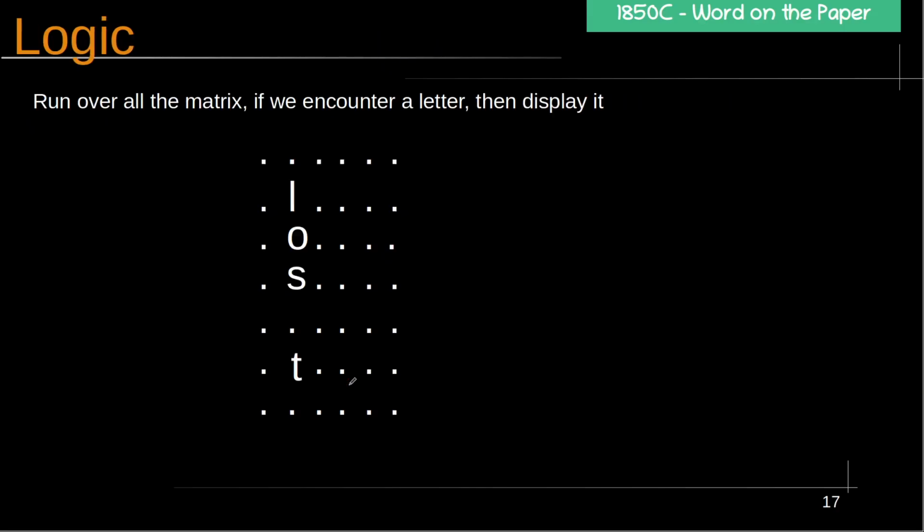The logic is very simple here. We run over all the matrix. If we encounter a letter, then we display it. Let's run this. This is not a letter. This is not a letter. We go to the next one. The current cell of the matrix is in red. The gray ones are visible. So we are in this position.